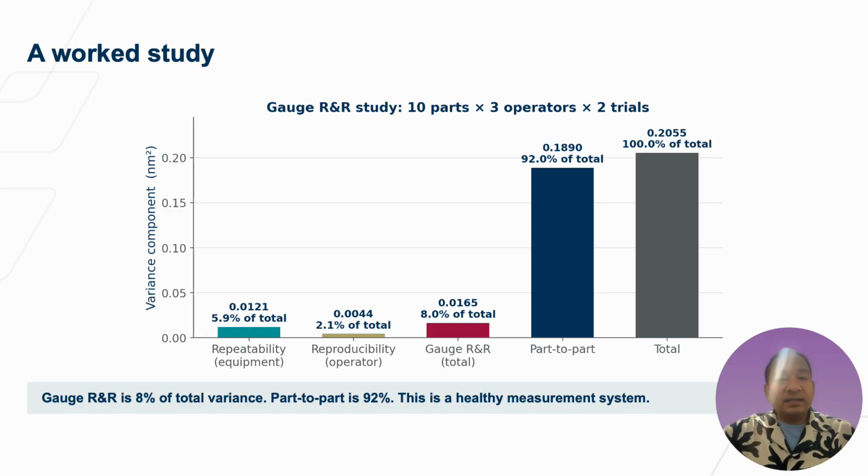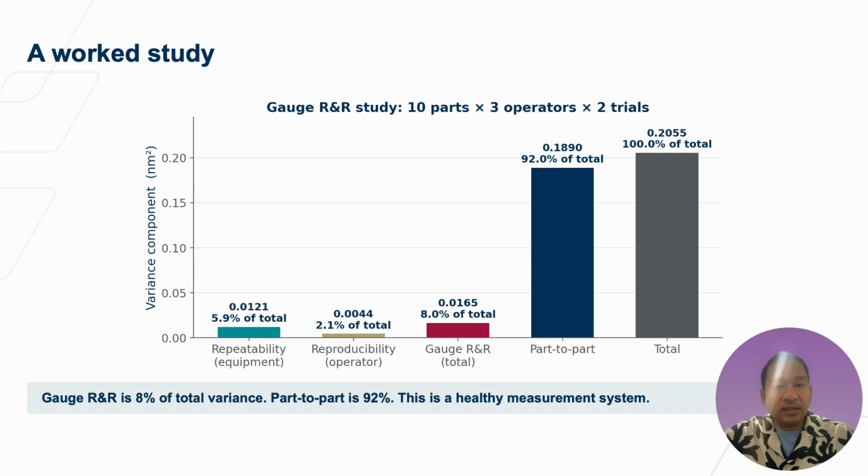Here is a real study analyzed. Repeatability: the equipment itself contributes 0.121 square nanometer, which is 5.9% of the total variance. Reproducibility: differences between operators and tools is 0.0044 or 2.1%. Together, gauge R&R is about 0.165, which is 8% of the total variance. Part-to-part is 0.189, which is 92%. This is a healthy measurement system. The overwhelming majority of the variation you observe is real differences between parts, which is what you want. The gauge is mostly getting out of the way.